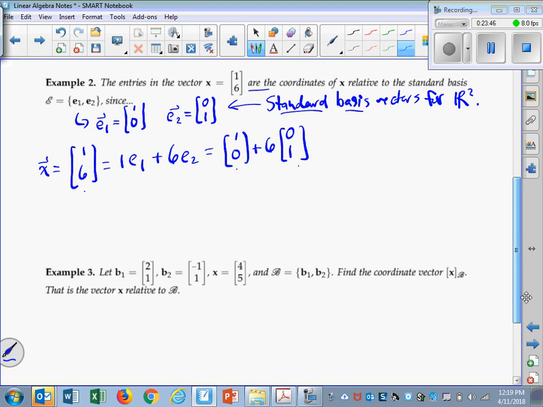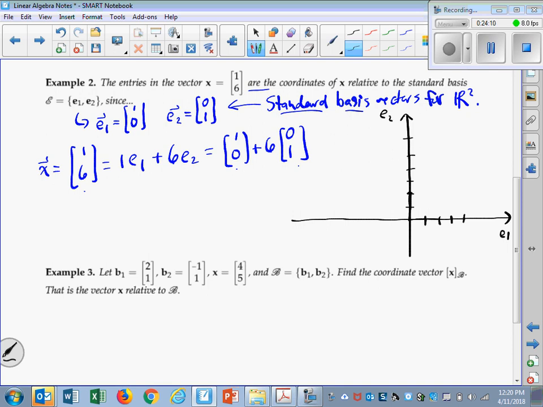So this is the E1 axis, and this is the E2 axis. Remember, E1 goes up 1, just like that, and E2 goes over like this. Let's actually change the scale a little bit. So this is 1, 2, 3, 4, 5, 6. 1, 2, 3, 4, 5, 6. So E1 goes in this direction, and E2 goes in this direction.